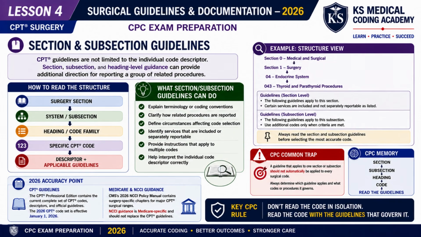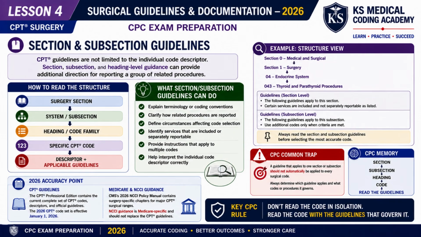Guidelines can appear at different levels within the CAPTAIN structure and may provide direction for a group of related procedures. A useful way to think about the structure is surgery section → system or subsection → heading or code family → specific CAPTAIN code → descriptor and applicable guidelines.